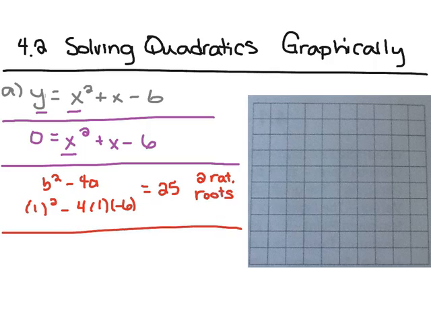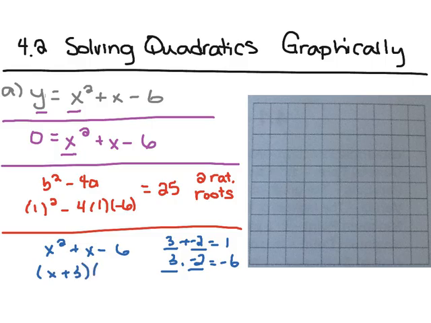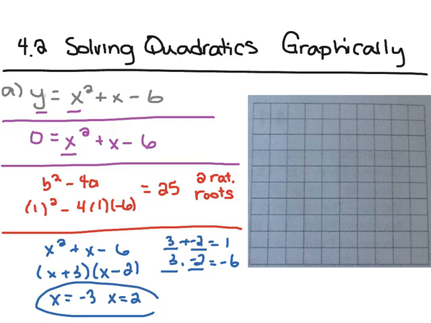And because we have two rational roots, we know we can factor it normally. So we want two numbers that add up to positive 1 and multiply to get negative 6. So our numbers are 3 and negative 2. So x plus 3, x minus 2. So x equals negative 3, and x equals 2. So here's our two roots.